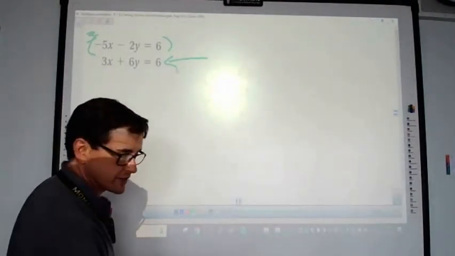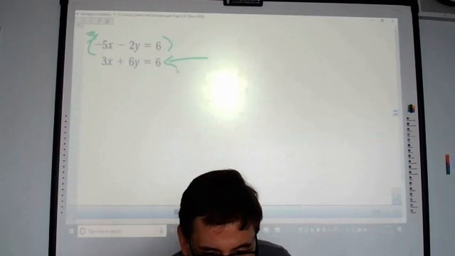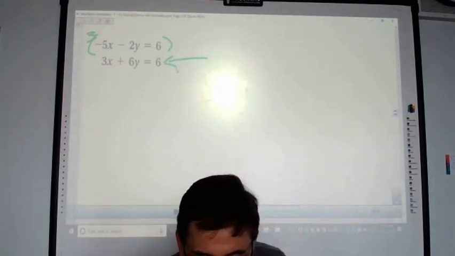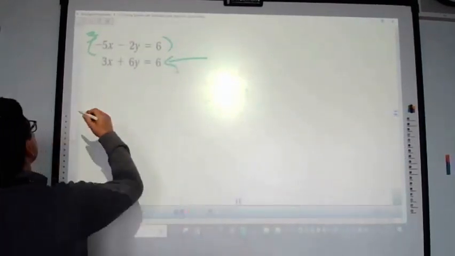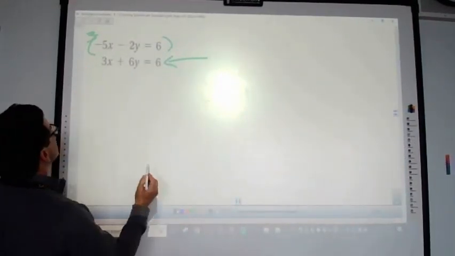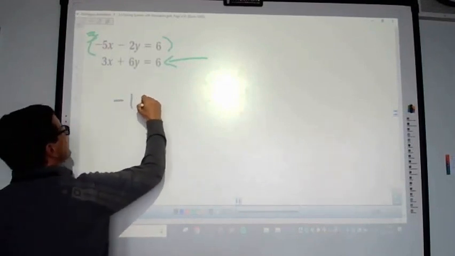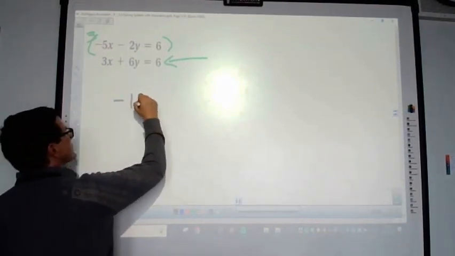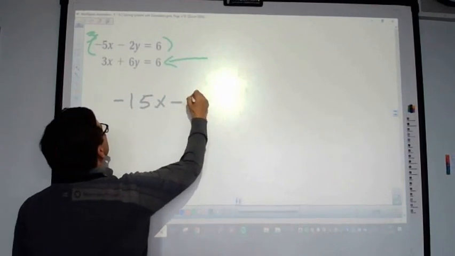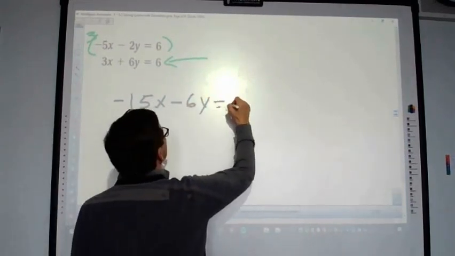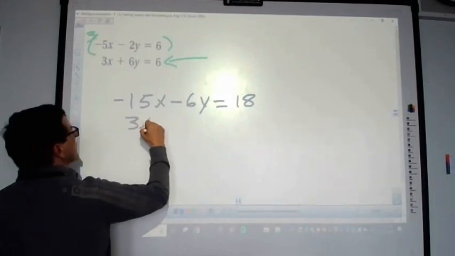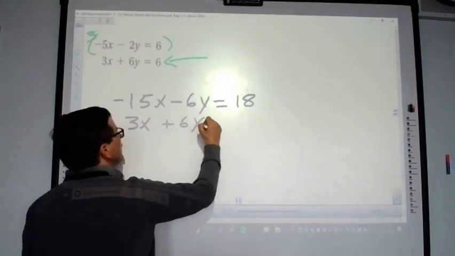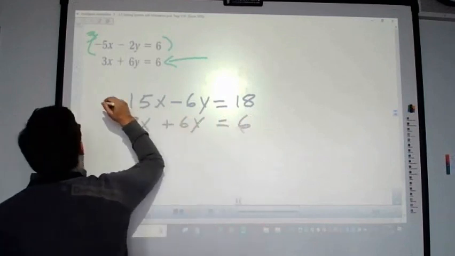Okay, I'm going to start doing this thing. Let me just close this. I'm going to clear it. Or actually, I'm going to leave it up in case I want to do it again. All right, so I'm going to multiply that top equation by 3. I get negative 15x minus 6y equals 18. And then I get 3x plus 6y equals 6.